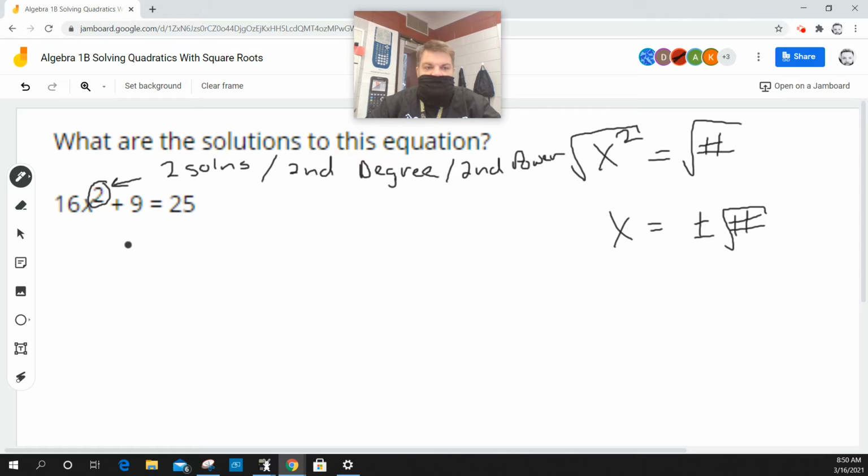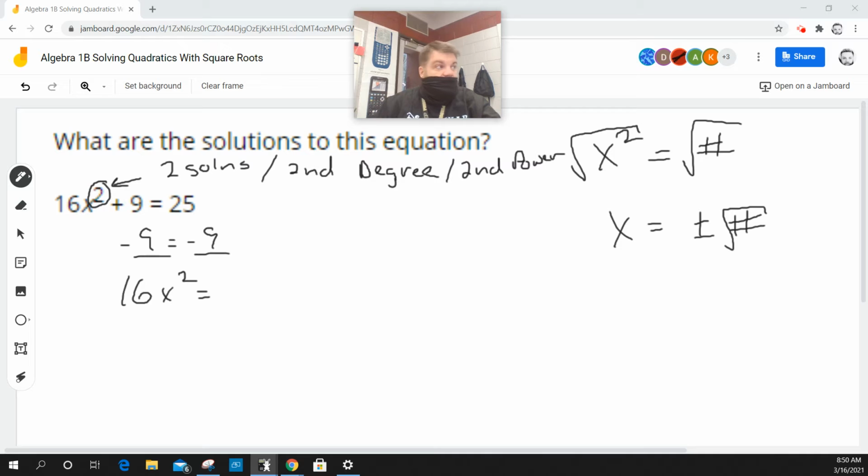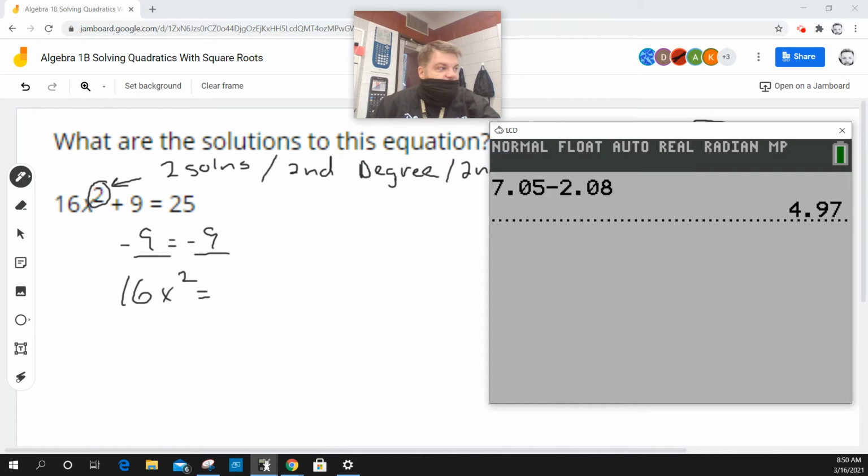All right? So the first thing I'm going to do is I'm going to subtract 9 from both sides. That leaves me with 16x squared is equal to, what's 25 minus 9? Do you guys know off the top of your head? Use your fingers and toes if you have to. It hurts my brain. Let's do it. So I'm going to say 25 minus 9. It's 16, by the way.